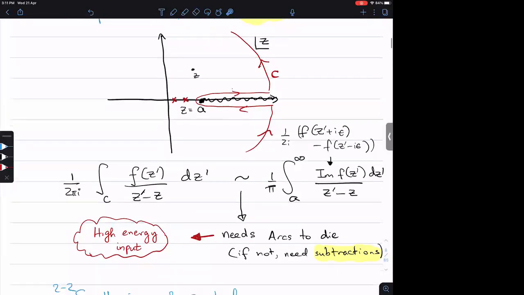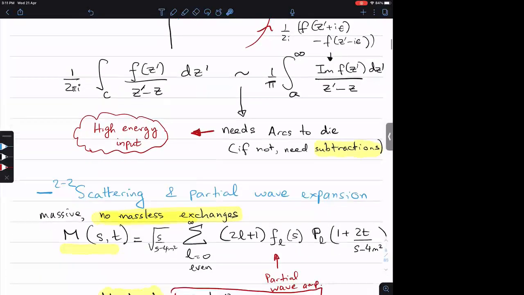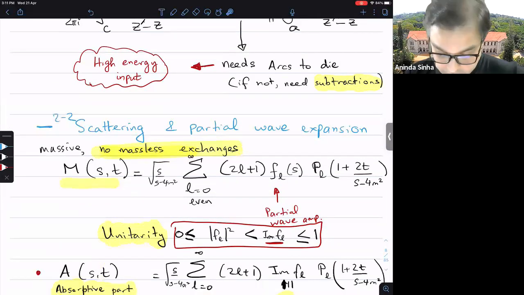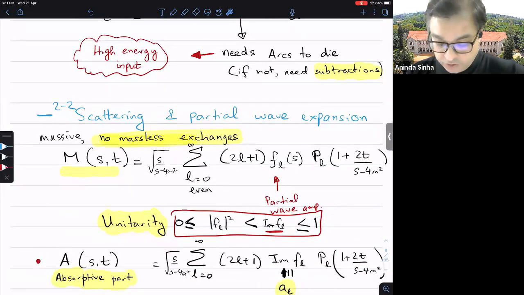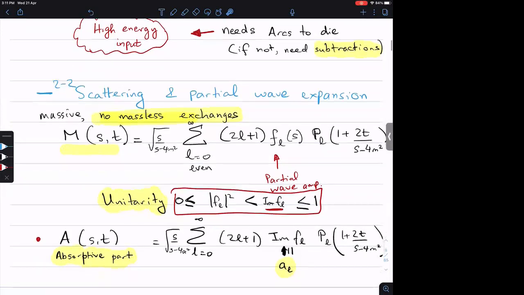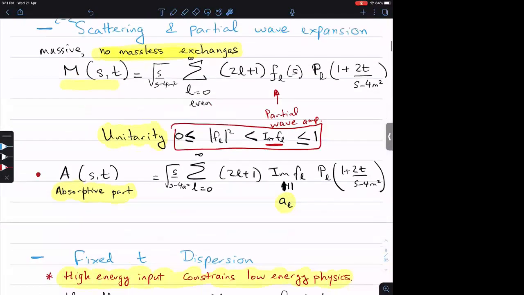I'm just a bit confused. You're saying mod FL square is less than imaginary part of FL? Shouldn't it be the other way around? No, the optical theorem is going to tell you that. Okay, mod FL square. Yeah. You're not saying mod FL. Okay. Yes.